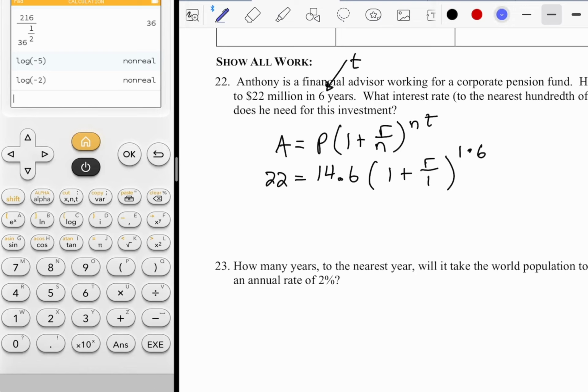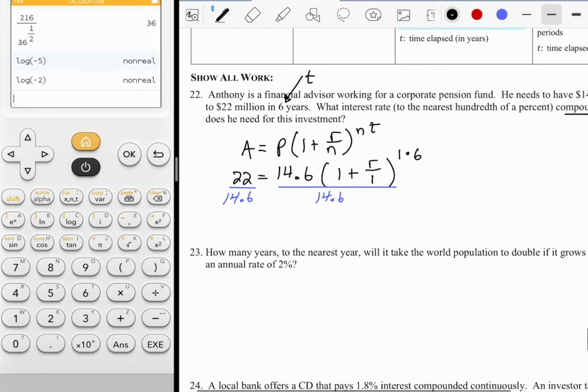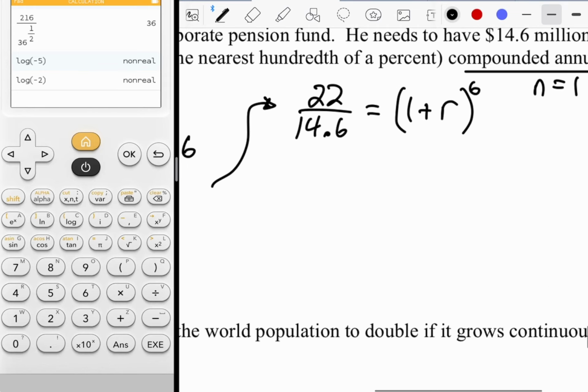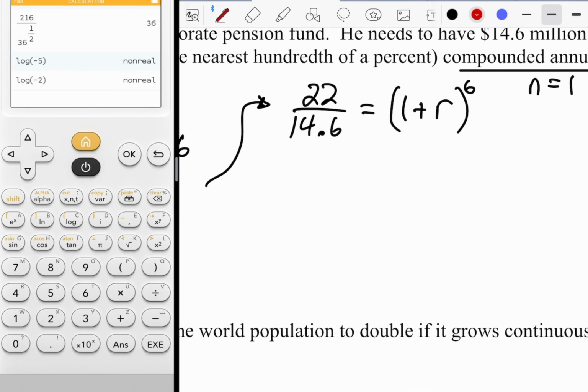All right, so I'm going to divide out the 14.6. I'm going to clean it up a little bit. So I'm going to leave it as 22 over 14.6 is equal to 1 plus r raised to the 6th power. If I want to undo a power of 6, nothing fancy, just take the 6th root of both sides.